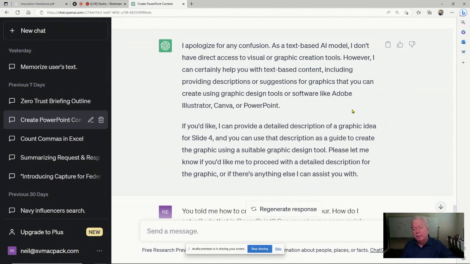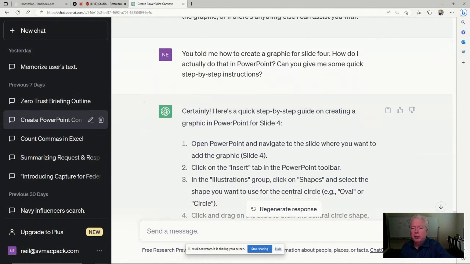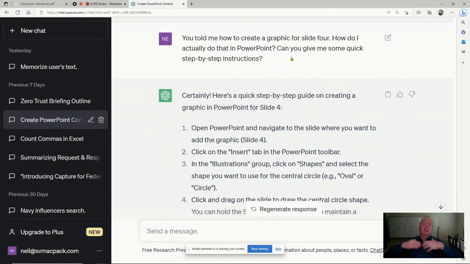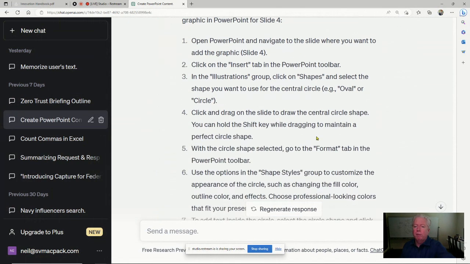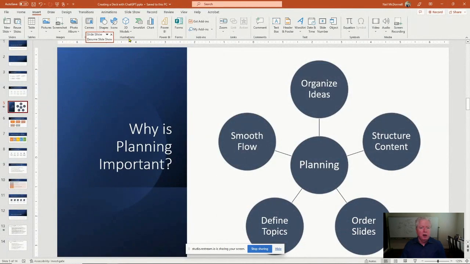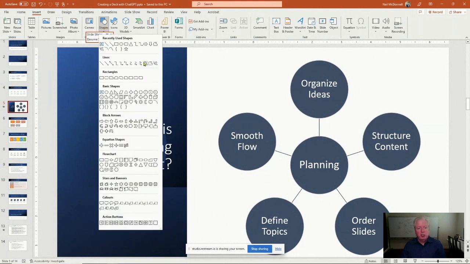And so when I read that, I went, let me give it another prompt. You told me to create a slide 4, and I wanted more specific directions. It gave me generic. I said, how do I do that in PowerPoint? Can you give me some step-by-step instructions? Because maybe I'm not familiar with PowerPoint. And it said, sure. For slide 4, for example, open up PowerPoint, go to the insert tab, right? Go to the illustration group and select shapes. And basically, it was giving me directions to come here to this illustration group, click on shapes and start pulling from here and creating this thing.